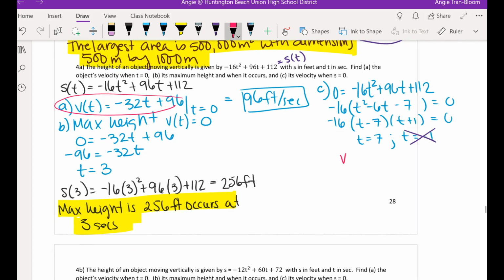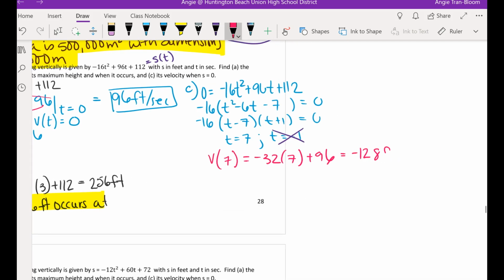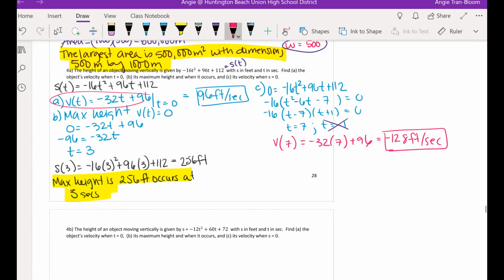So velocity of 7 is negative 32 times 7 plus 96. We can punch that in and we will get negative 128 feet per second. Okay. So as you can see, when the position is at 0, which occurs at 7 seconds, that means your velocity is going downward.